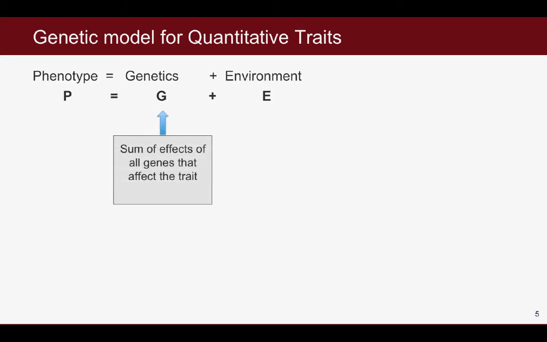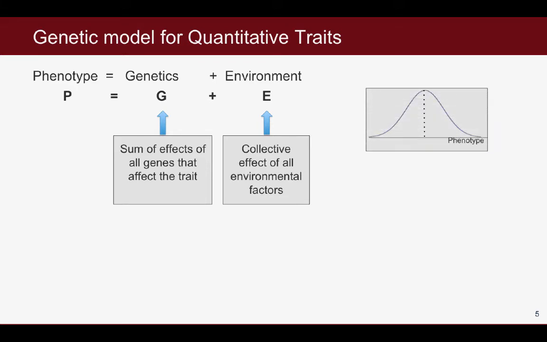Here G represents the collective effect of the genotype that the individual has at all the QTL that affect this trait, and E is the collective effect of all environmental factors. For a population of individuals, we find that phenotypes often follow a bell shape or normal distribution, or phenotypes can be transformed to be normal. The phenotypes in a population are then characterized by the mean and the standard deviation or variance of the phenotypes.